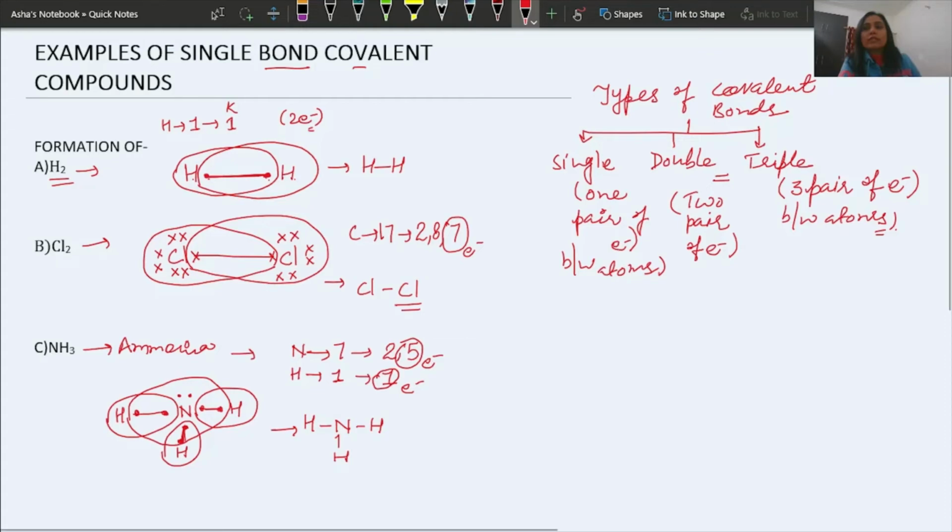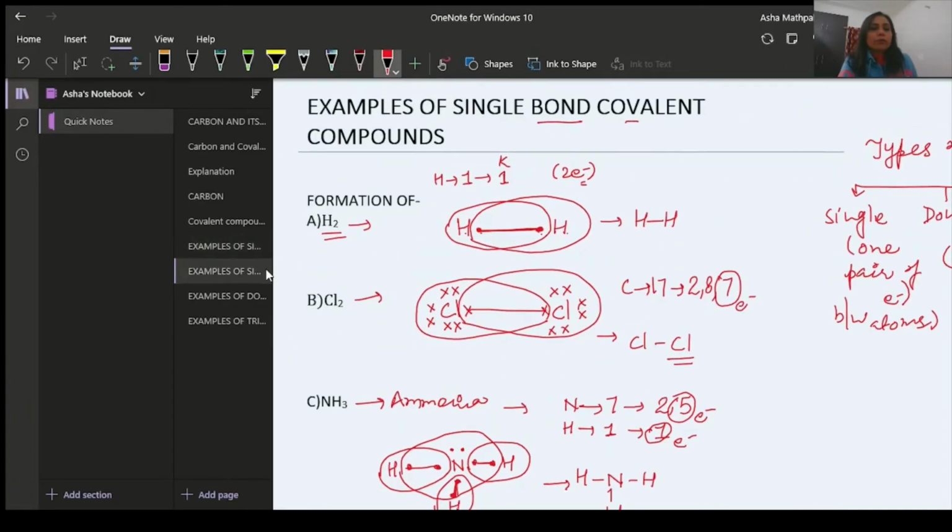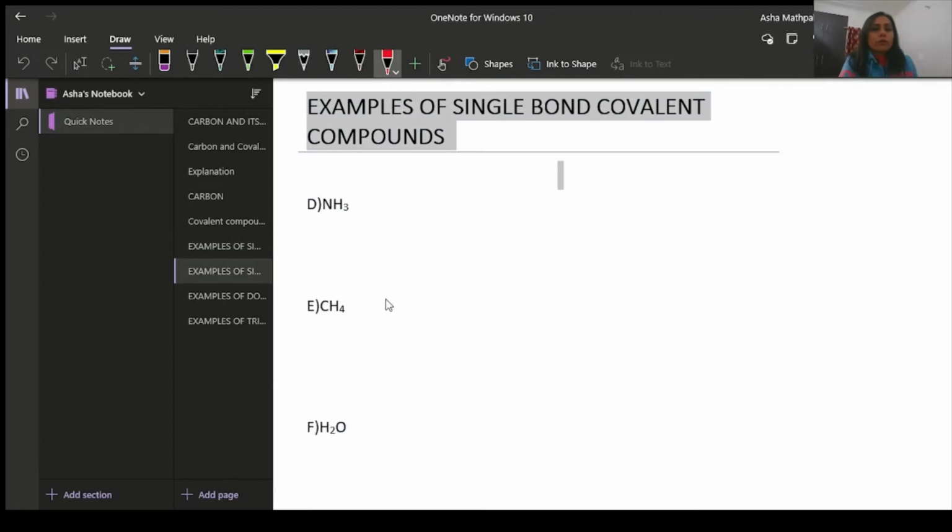I'll show you more examples of the single covalent compounds. Now here, this one we have already understood. Let us do CH4. It has carbon and hydrogen. Carbon atomic number is 6, so its electronic configuration is 2, 4. Hydrogen, you know, it is 1. So there are 4 valence electrons of the carbon. We will draw 1, 2, 3, 4.